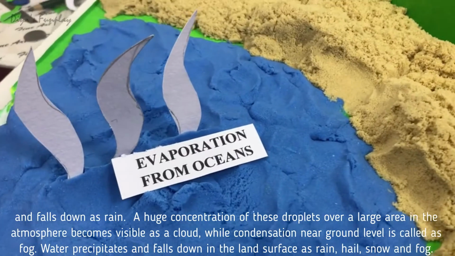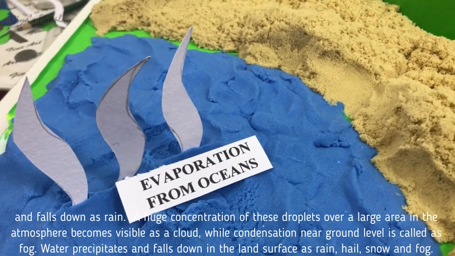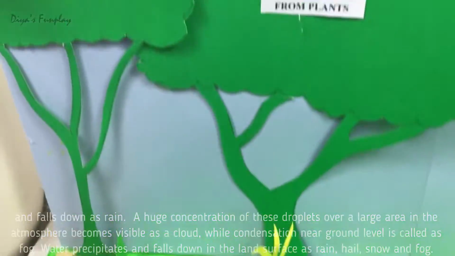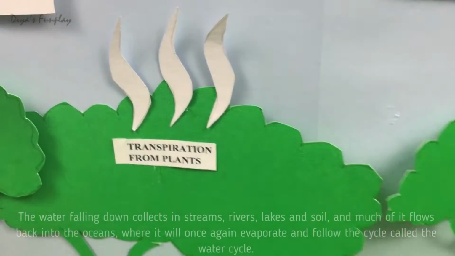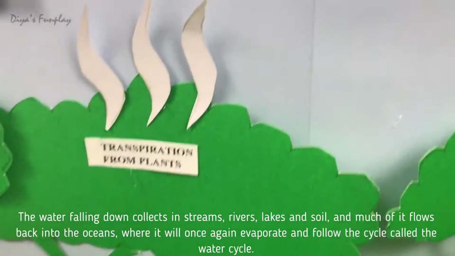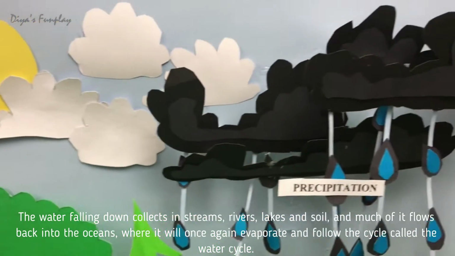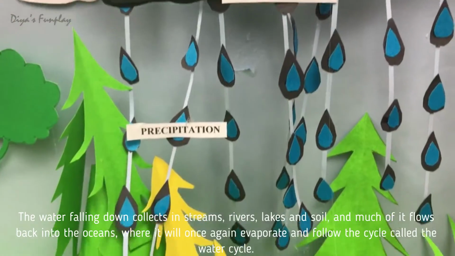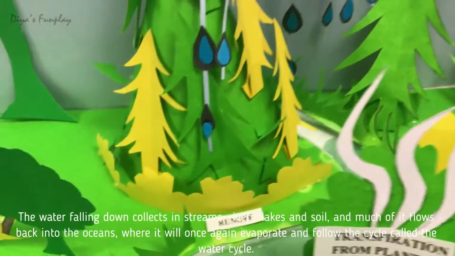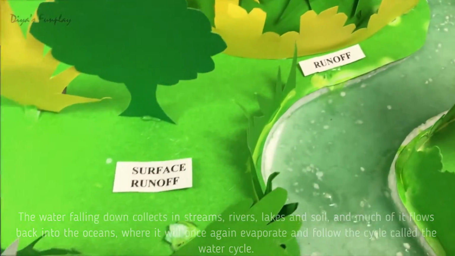Water precipitates and falls down in the land surface as rain, hail, snow, and fog. The water falling down collects in streams, rivers, lakes, and soil, and much of it flows back into the oceans where it will once again evaporate and follow the cycle called the water cycle.